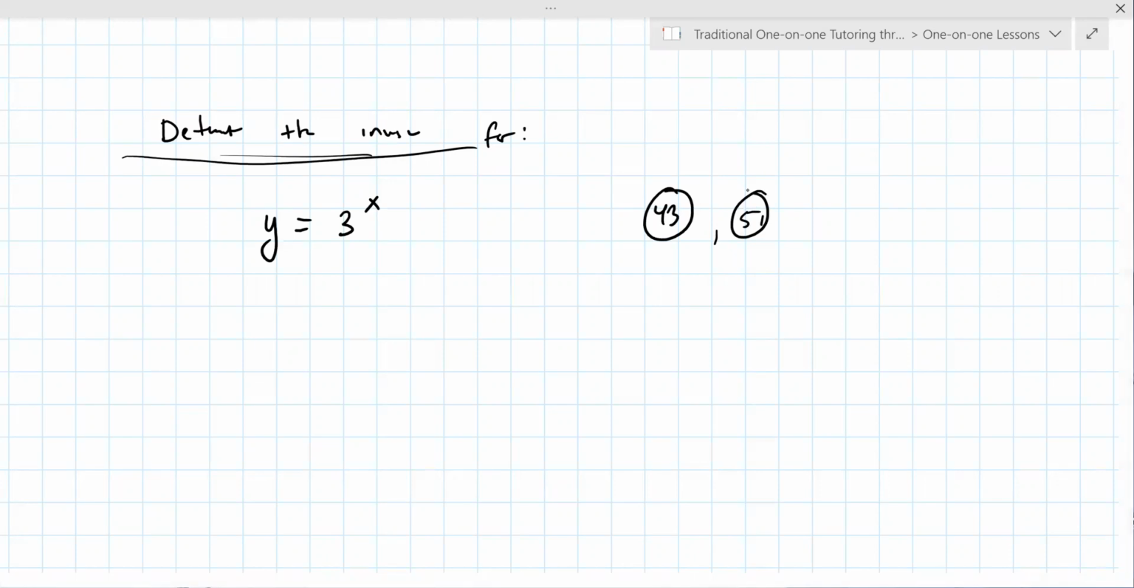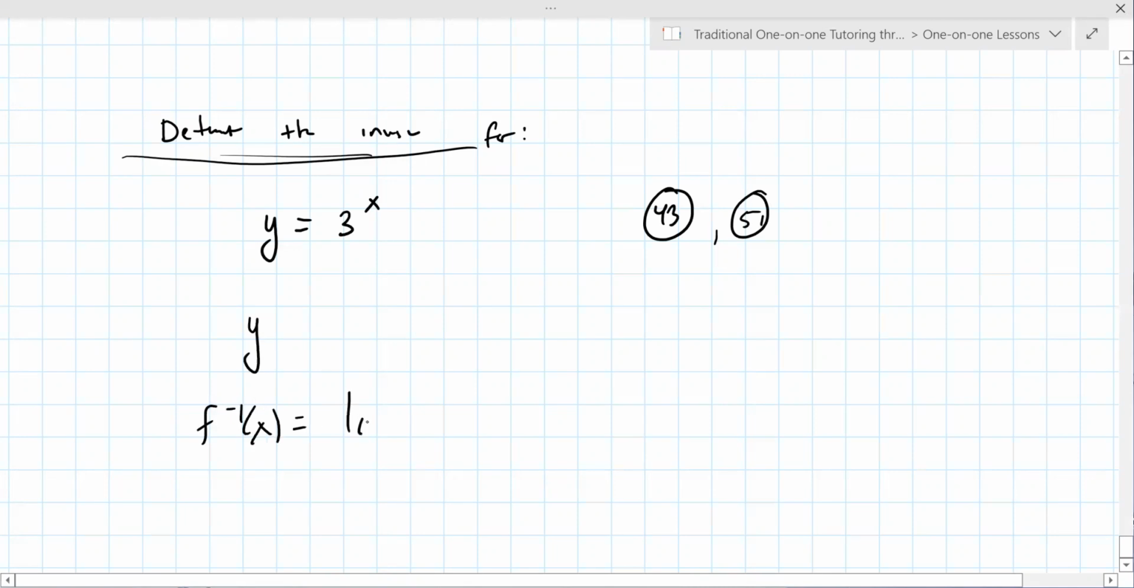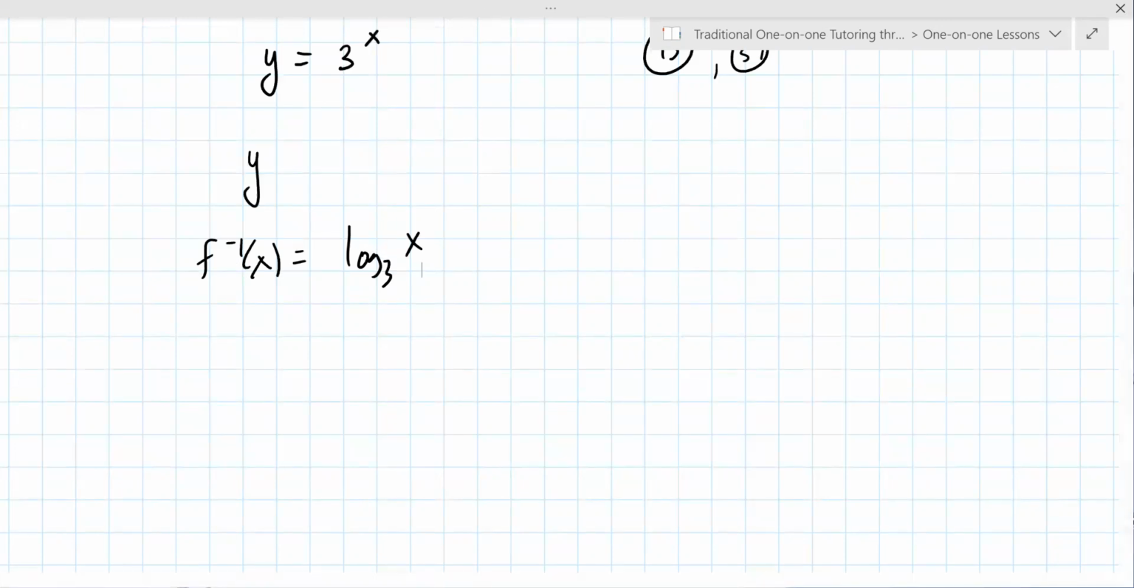I think, let me see. Yeah, I can do that one. Okay. So then it would just be log base 3 of x equals y. Yes, or y equals, the inverse. It's exactly what you said. It's log base 3 of x. Okay.